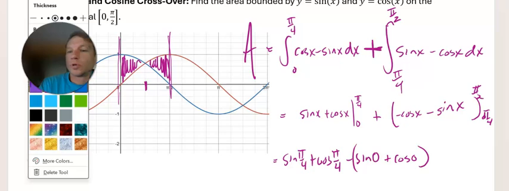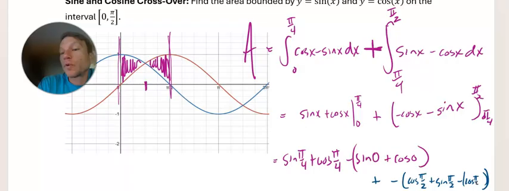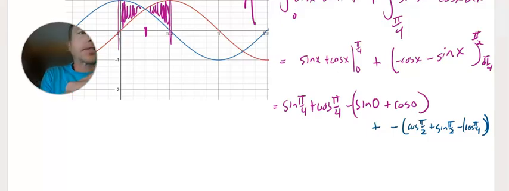And then this one will be plus. I'm going to factor the negative out. And then everything's positive. Cosine pi over 4. Sorry, cosine pi over 2 plus sine pi over 2 minus cosine pi over 4. I'm running out of room here. Let me try and squeeze all this in here.